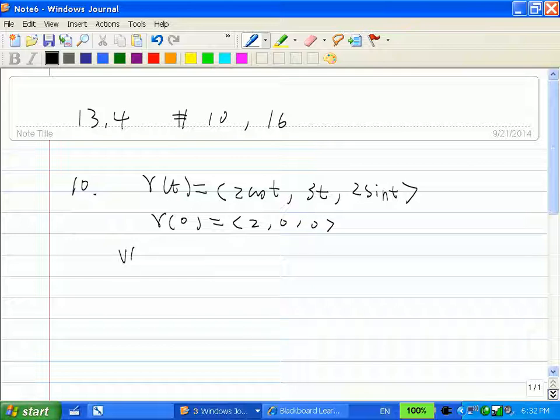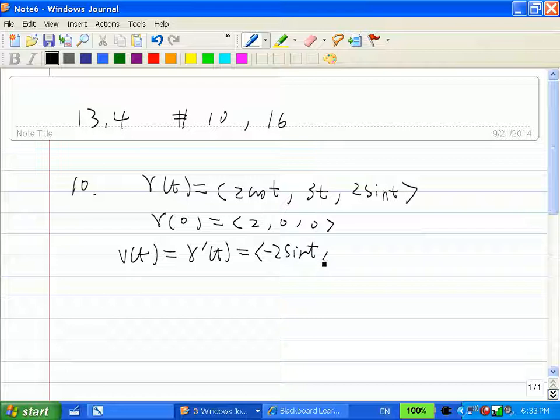Velocity of a motion is the derivative of the position function. r is a vector function, and the derivative of a vector function is found by taking the derivative of each component, which is easy. The derivative of the first component, 2 cosine t, gives you negative 2 sine t. The derivative of the second component gives you 3. The third gives you 2 cosine t. That gives you the velocity.